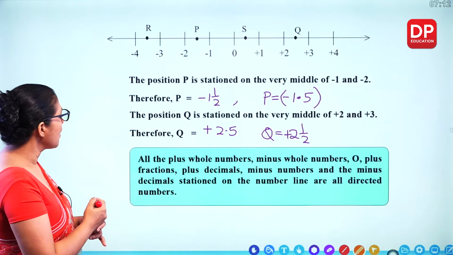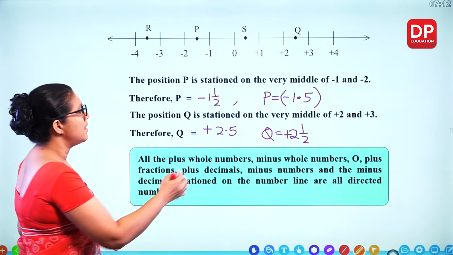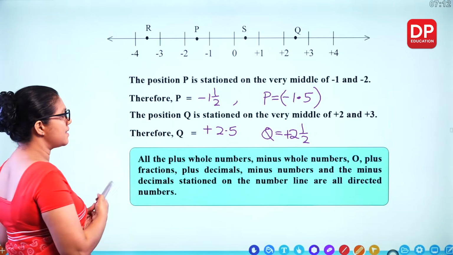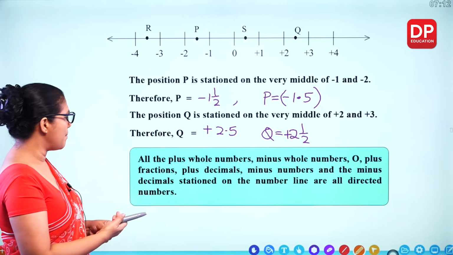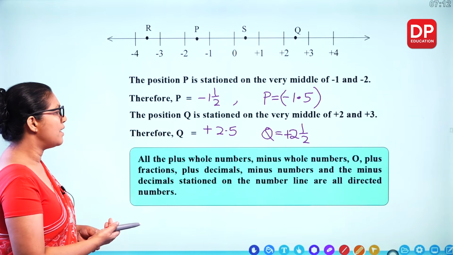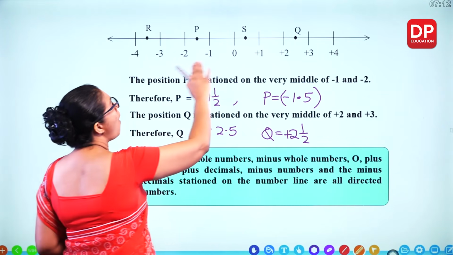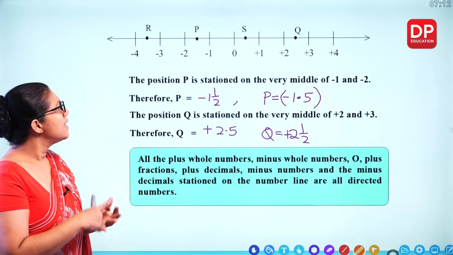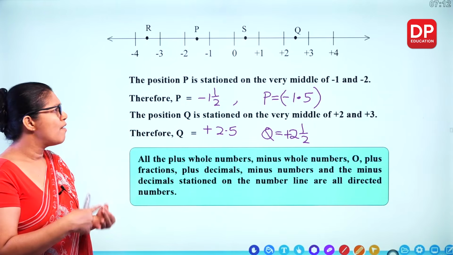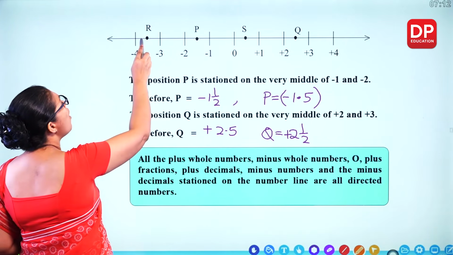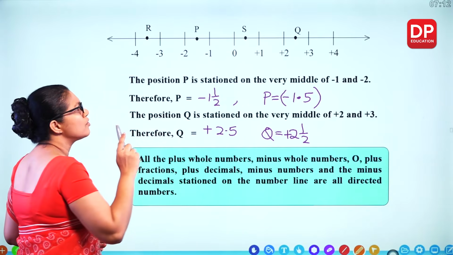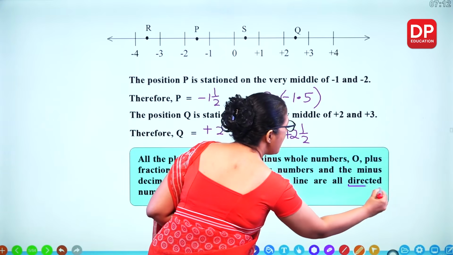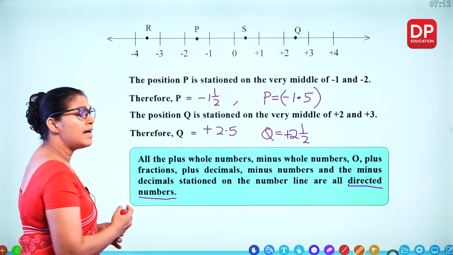All the plus whole numbers, minus or negative whole numbers, 0, plus fractions, plus decimals, minus fractions and minus decimals stationed on the number line are all directed numbers. So you can get positive numbers, negative whole numbers, 0, fractions, decimals. So all these values on this number line, we call these directed numbers. So remember, directed means with the direction.